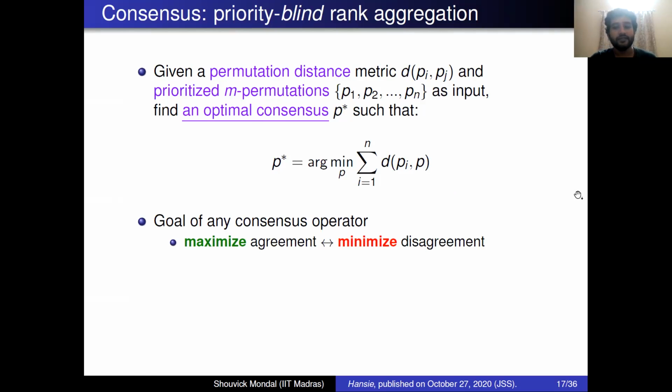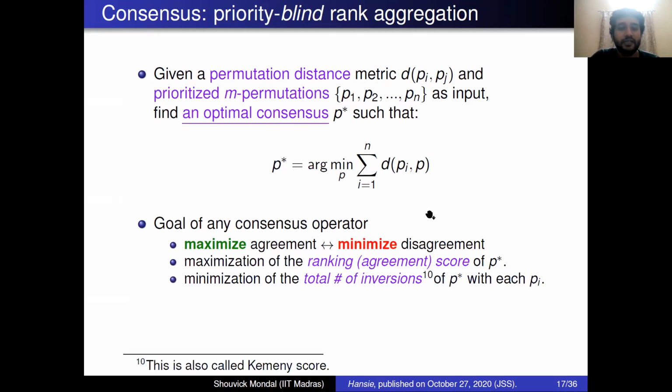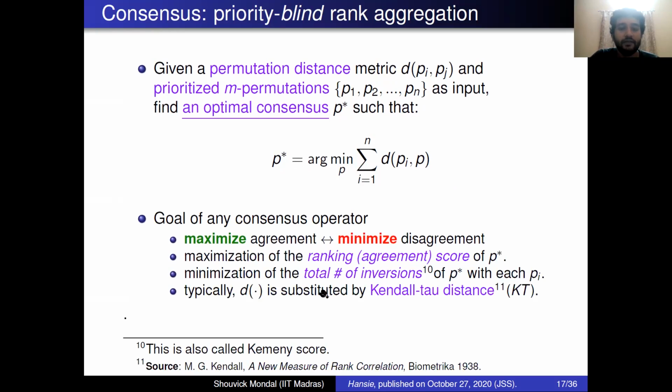So the goal of any consensus operator is to maximize the agreement and equivalently minimize the disagreement. So the D for the disagreement is the distance function. The distance function is typically the Kendall-Tau distance, also called the Kemeny-Kendall distance. The maximization of the ranking agreement score of the consensus is based on a graph model. We'll discuss that in a short while. And minimization is minimization of the sum total of the inversions. This is also called the Kemeny score of the final P star with each of the individual inputs.